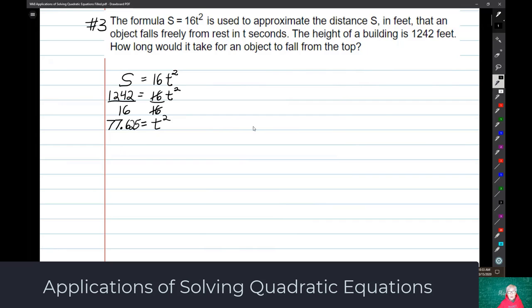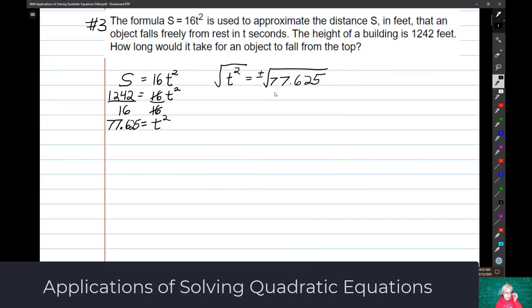Okay, well, I have to use the square root method here, because I have a squared variable equals a number. And normally, if this were not a word problem, this is how I would handle it. I would take the square root of both sides and put a plus or minus in front of the square root holding the number.